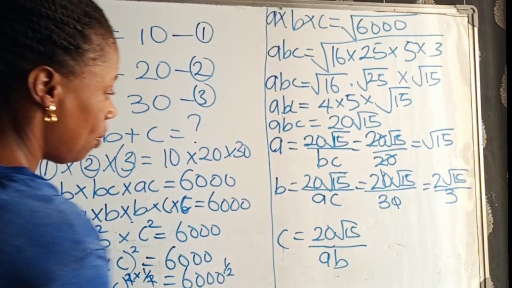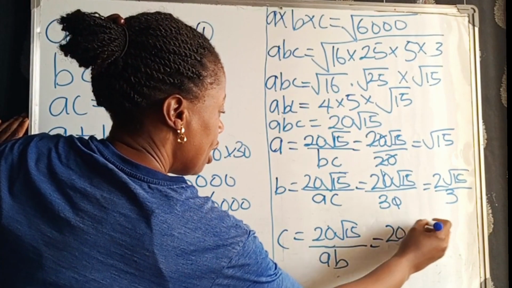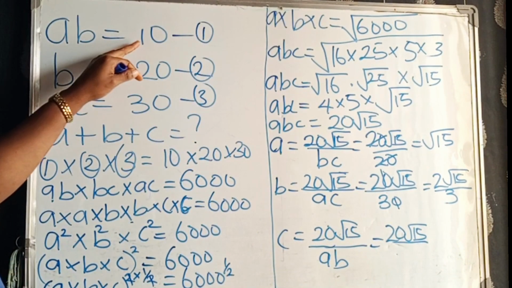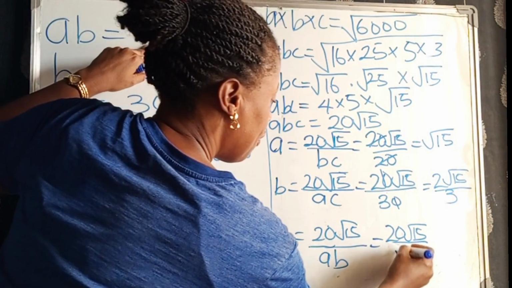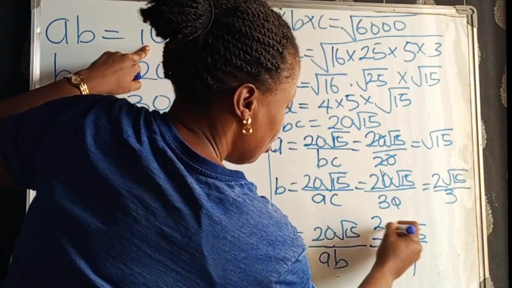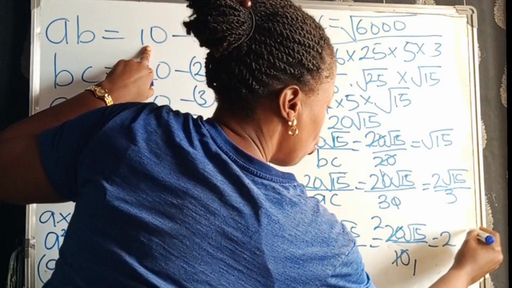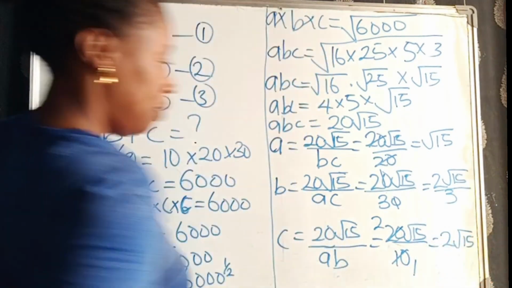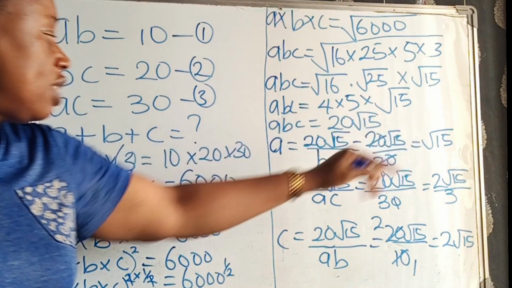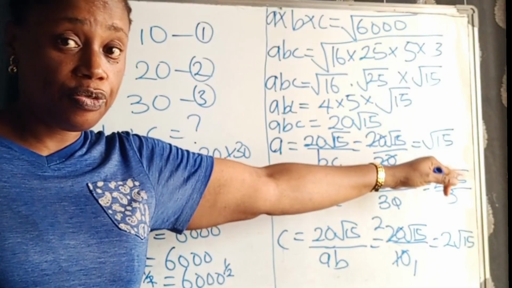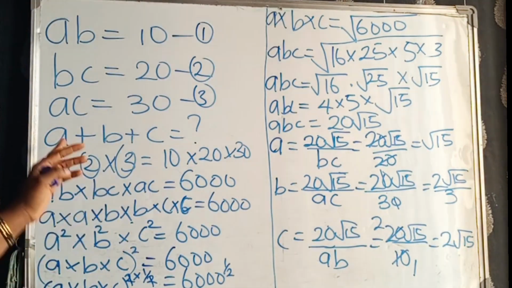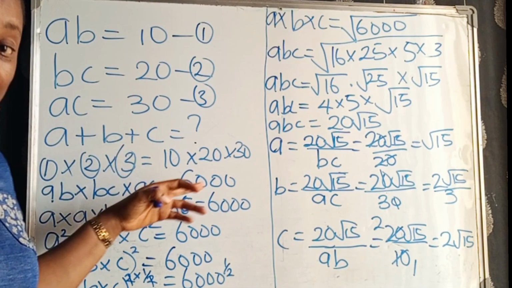So C now, 20 root 15 all over AB. AB is 10. 10 divided by 10 is 1 and 20 divided by 10 is 2. So our answer is 2 root 15. Now we have gotten A to be root 15, B to be 2 root 15 over 3, and C to be 2 root 15. Now it's time for us to add them together.